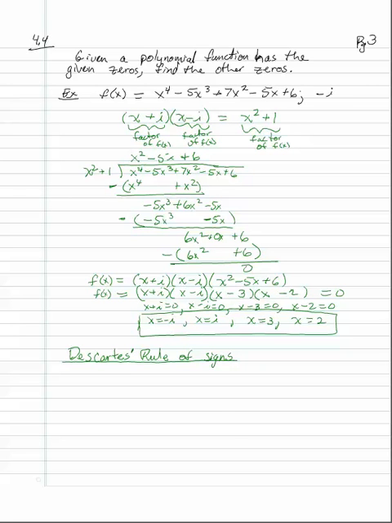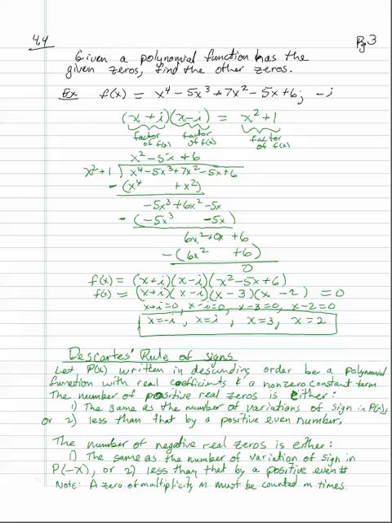Okay, on to Descartes' rule of signs. Let P of x, written in descending order, be a polynomial function with real coefficients and a non-zero constant term. Okay, so if there's no constant term, you can factor out an x and then you use Descartes' rule of signs. So you have to have a non-zero constant term. The number of positive real zeros is either the same as the number of variations in sign of P of x, and we'll talk about this in a minute, or less than that by a positive even number.